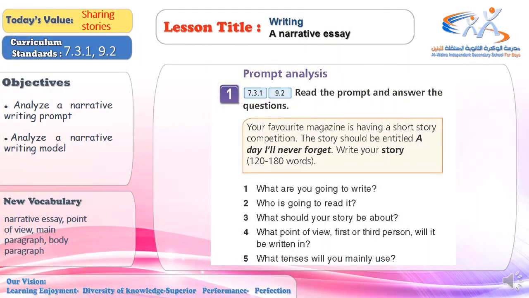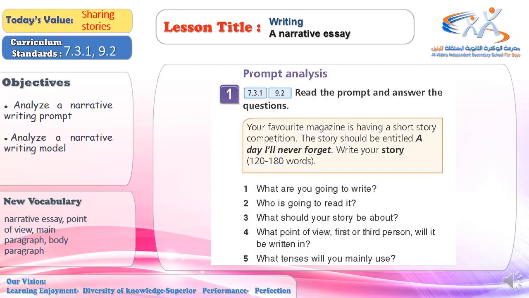Now let's do this prompt analysis. Read the prompt and answer the questions. Your favorite magazine is having a short story competition. The story should be entitled A Day I'll Never Forget. Write your story in 120 to 180 words.